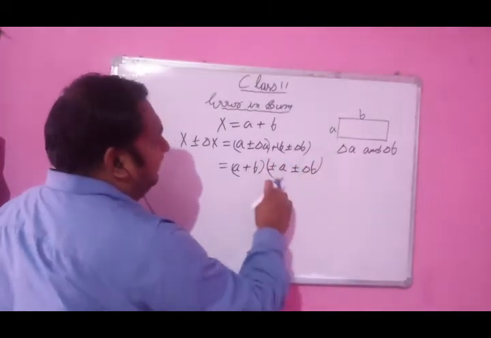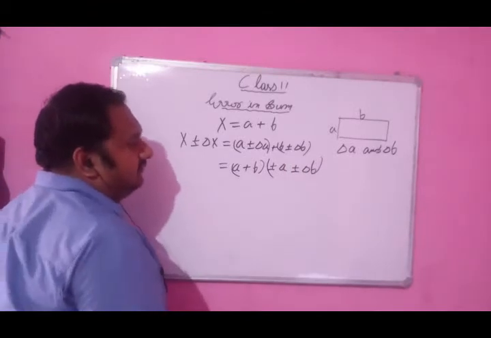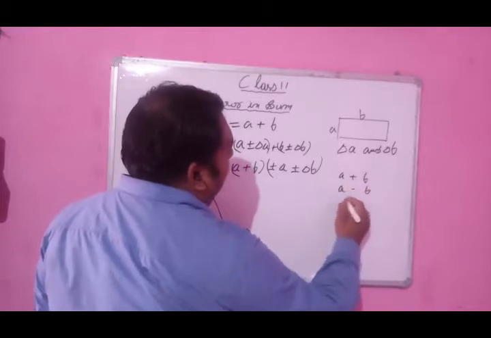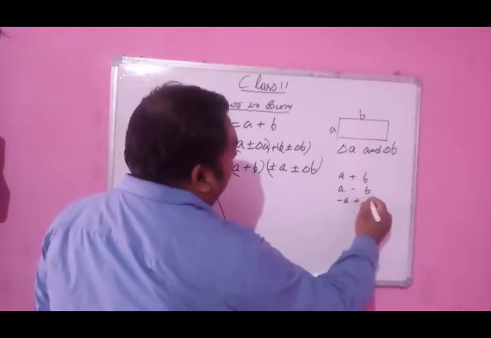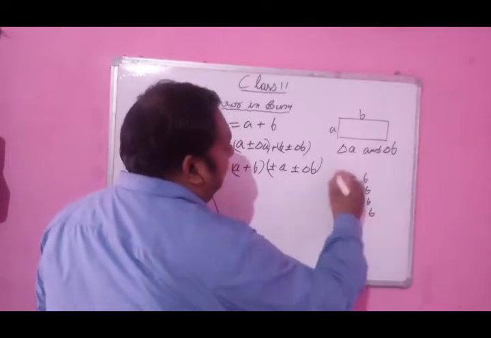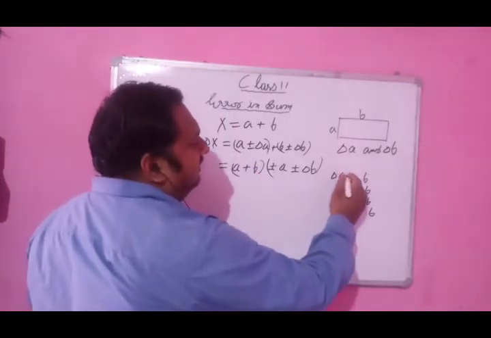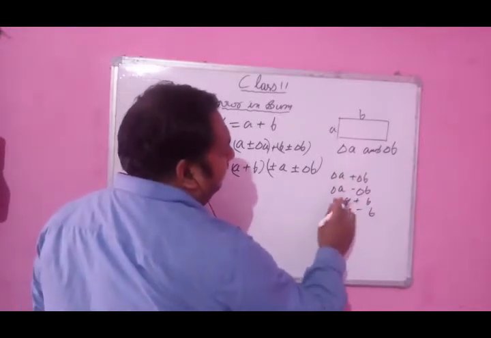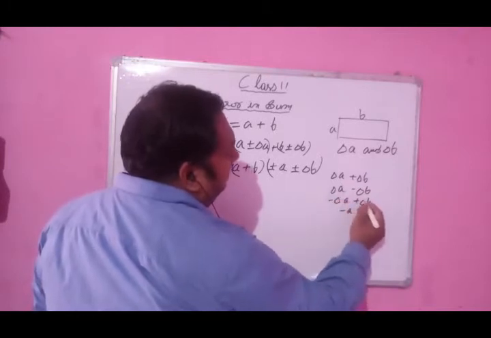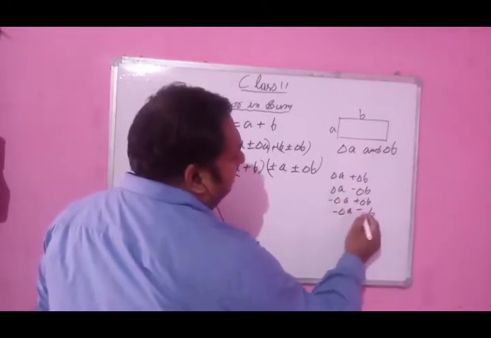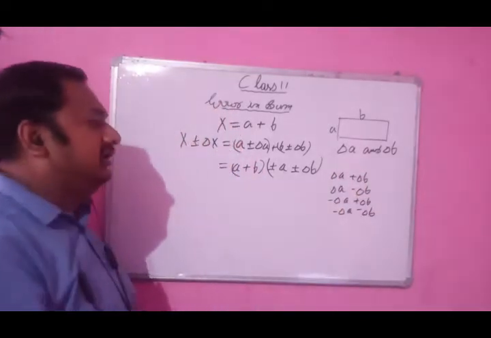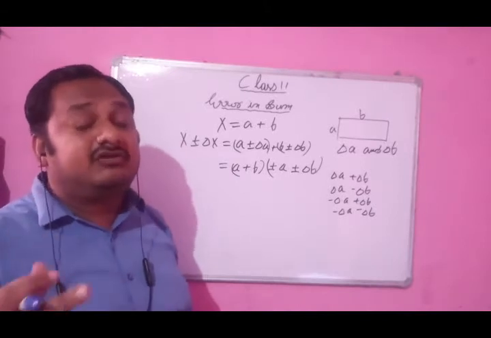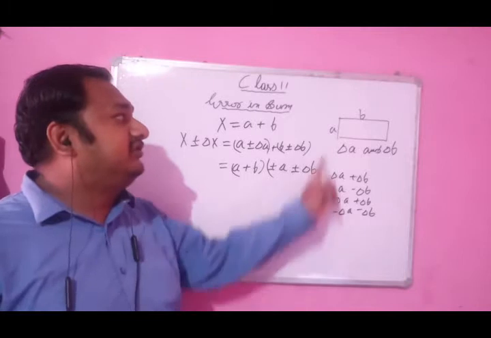Take this value. There are four possible results: A plus B, A minus B, minus A plus B, or minus A minus B. Out of these, the maximum possible error is del A plus del B. The four possible results are del A plus del B, del A minus del B, minus del A plus del B, and minus del A minus del B. Out of these, this is the maximum, and we wish to find the maximum error in the measurement of A and B.